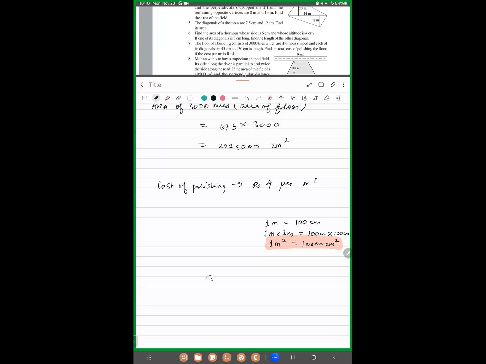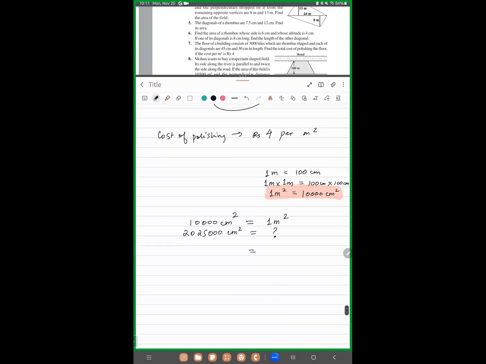So if 10,000 centimeter square is 1 meter square, then this much, 2025 000 centimeter square, will be equal to how much? You cross multiply, this will be equal to 2025 000 divided by 10 and then followed by 3 zeros.